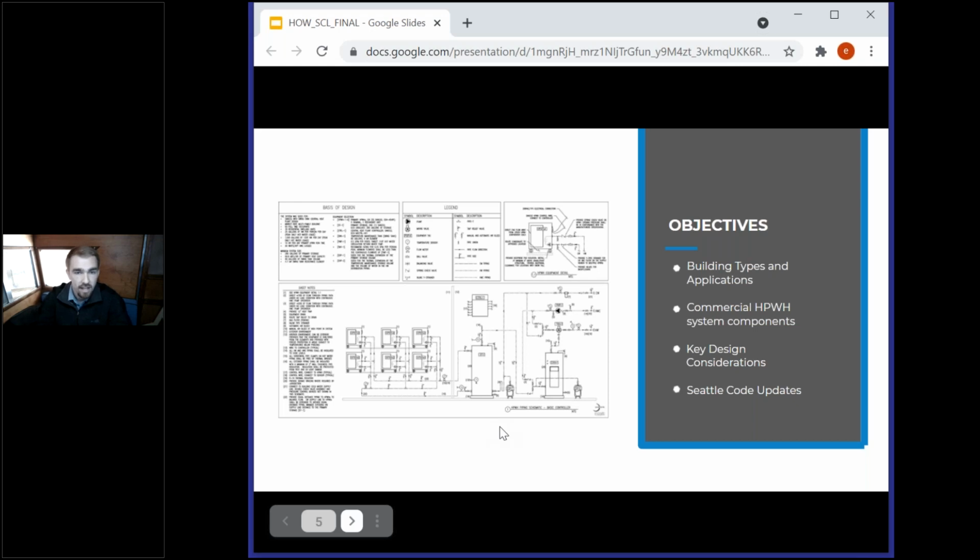So our main objectives today are going to be to look at the building types and applications that these heat pumps can be installed in, as well as the different components within a commercial heat pump water heating system and how that might compare to something you're a little more used to. And then we'll look at the key design considerations. And I'll remind you that this is just an hour session, so you wouldn't look to this presentation for everything you need to consider with heat pump water heaters. But it'll be a great start to figure out where to look. And then we'll talk about some Seattle code updates, since we are working with Seattle City Light for this. So there's potentially a lot of people from Seattle that are going to be interested in the code specifically.